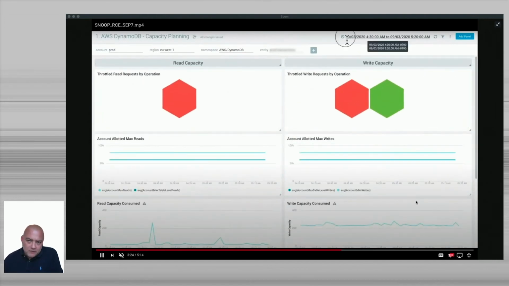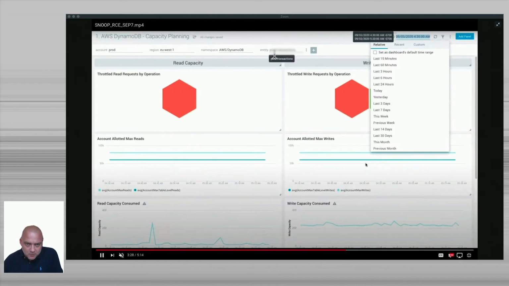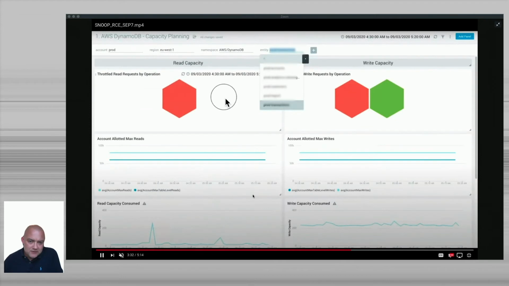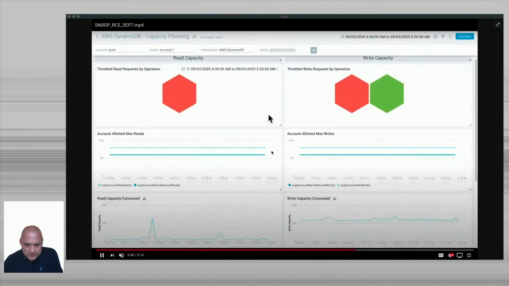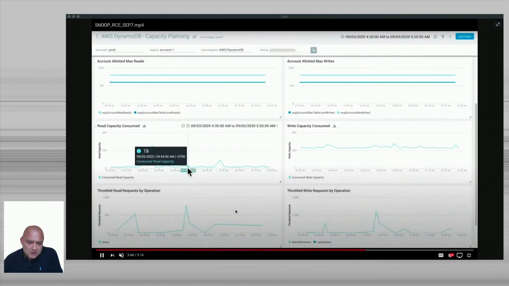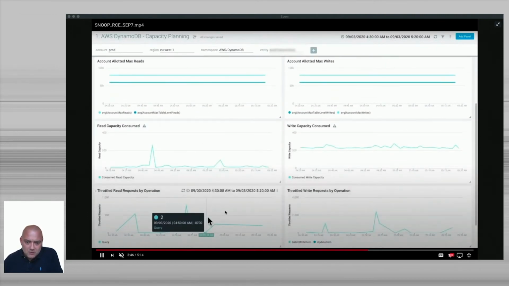When we click on the graphs, you can see that the time period is already set, so that context is there. It's still the same table. We haven't got to do anything to change it. We can straight away look at any of the dashboards and see the context. So we can see that there's been some throttled read and write requests. We can see what capacity has been consumed at that time, and there's a big spike. And we can also see the throttled read requests at that time as well.